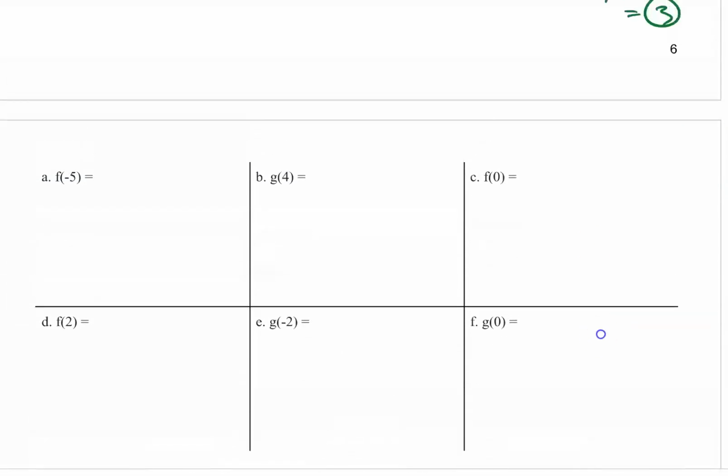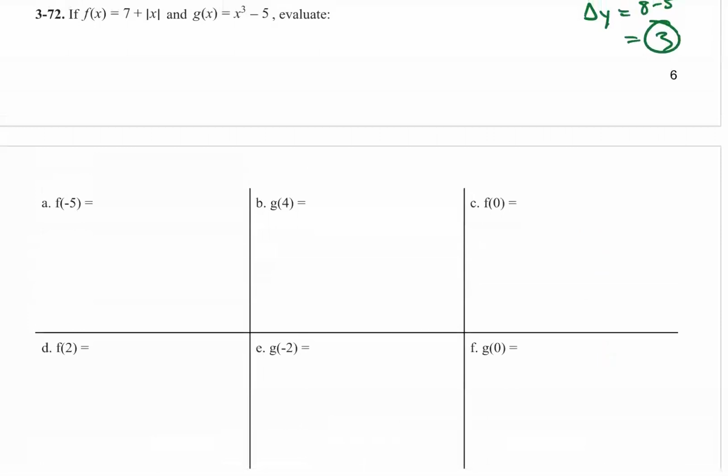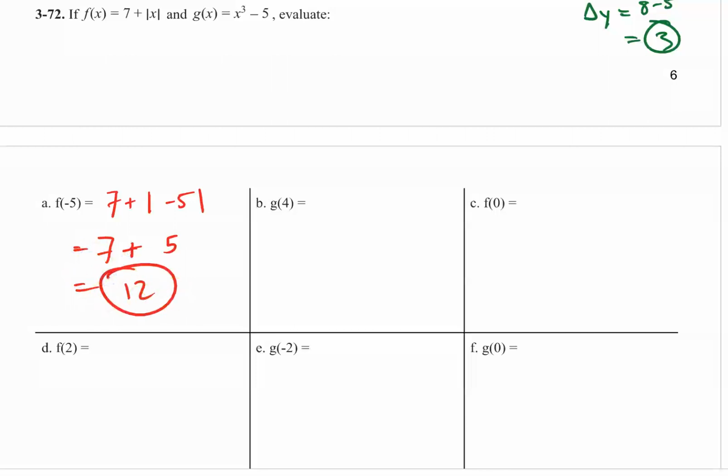This looks like the last one. We made it. I'm going to do 3. You can do the other 3. Okay, let's start with this. F of x equals 7 plus absolute value of x. So f of -5 is 7 plus absolute value of -5. Now the absolute value of -5 is just 5, but it's positive now. So the answer to A is 12.